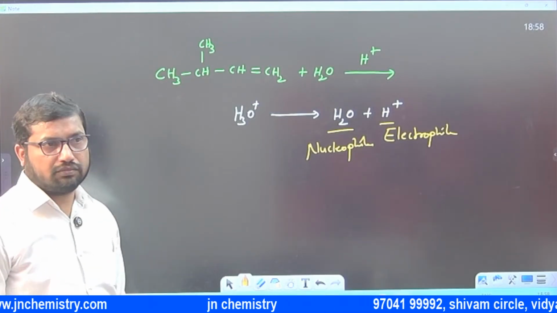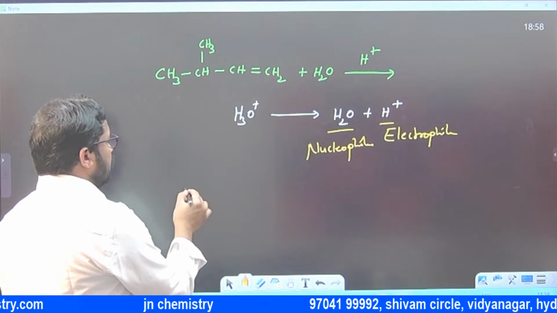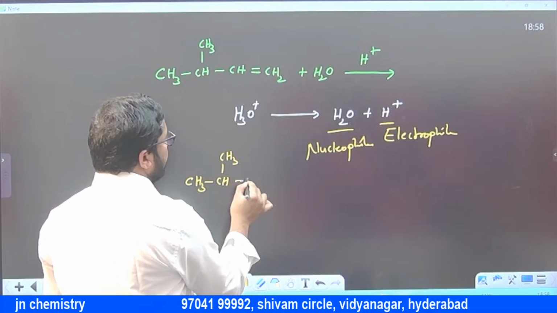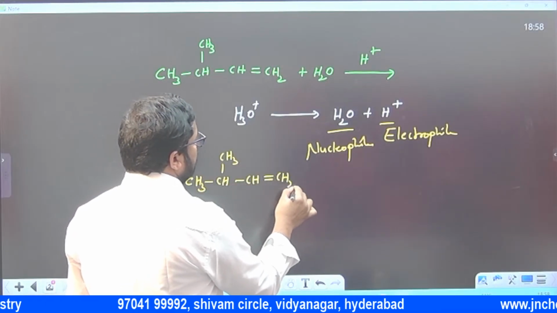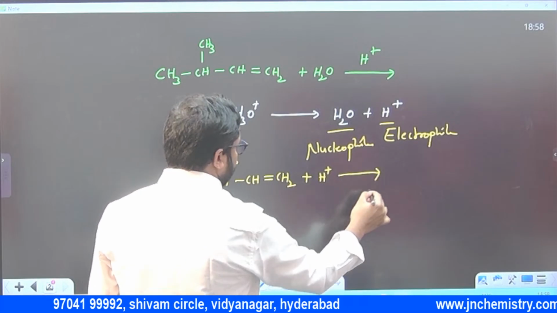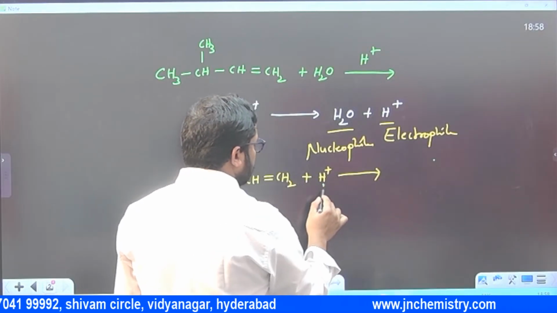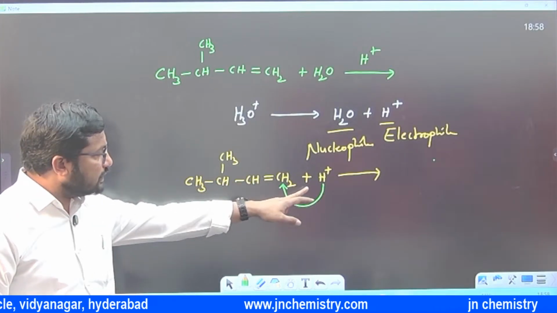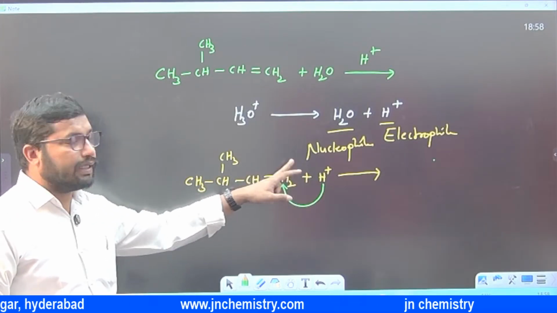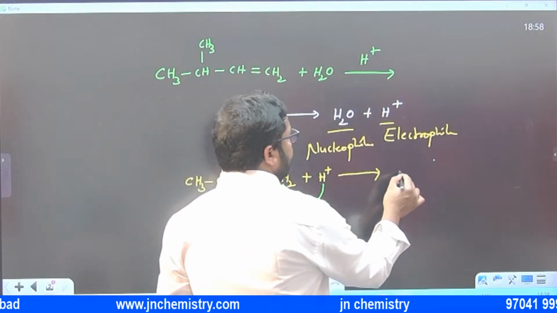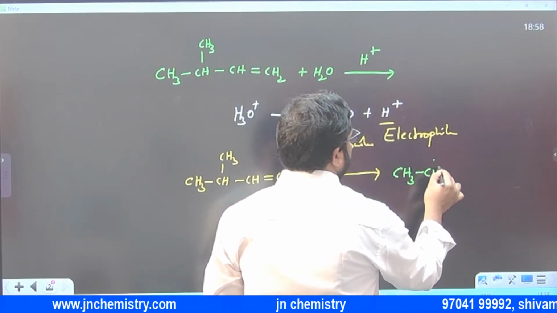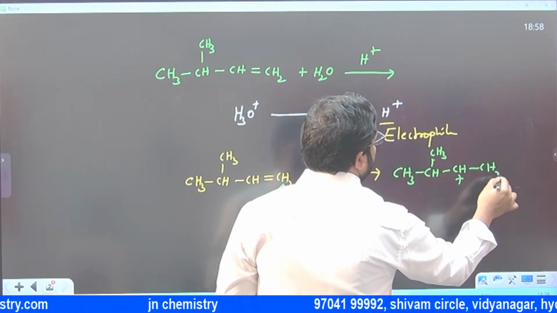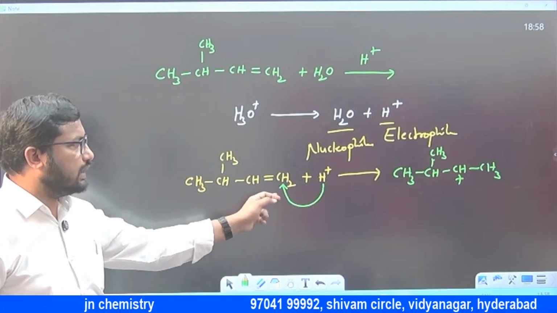So according to the electrophilic addition reaction, obviously the electrophile comes and attacks. H plus will attack the first position, because we'll get the secondary carbocation. If it attacks the second carbon, we'll get the primary carbocation. So that is the reason. So directly I am writing that: CH3, CH3, CH positive charge, CH3, CH2 plus H, CH3 is coming.